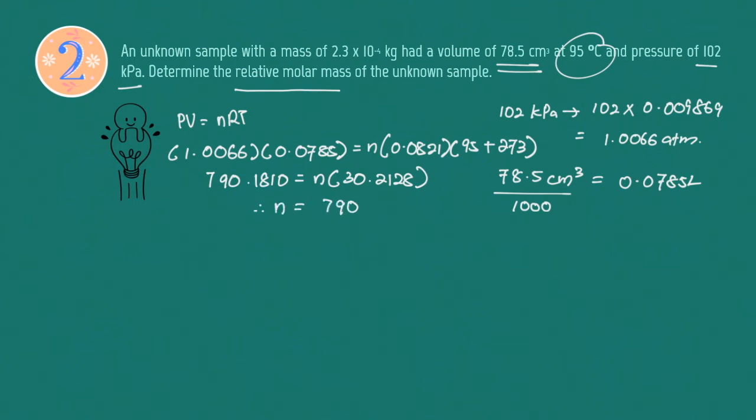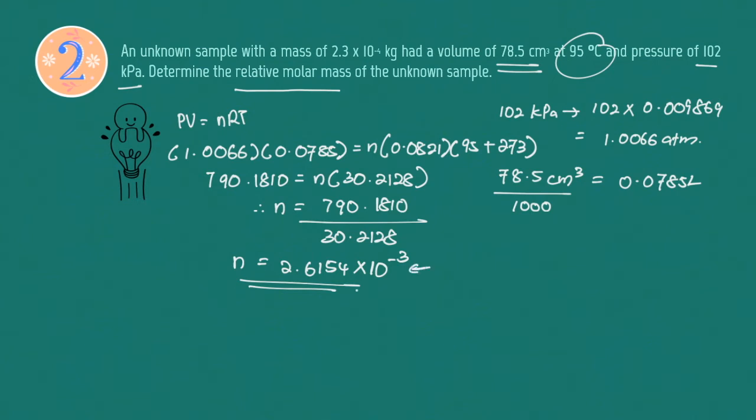Therefore you can get your n by dividing this: 790.1810 divided by 30.2128. Hence you will get your n equivalent to 2.6154 times 10 to the power of negative 3.